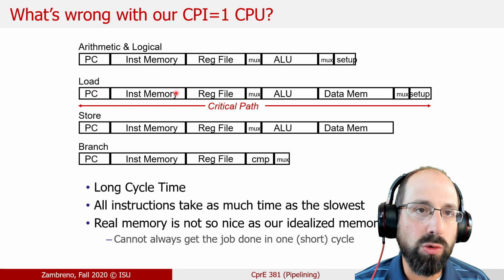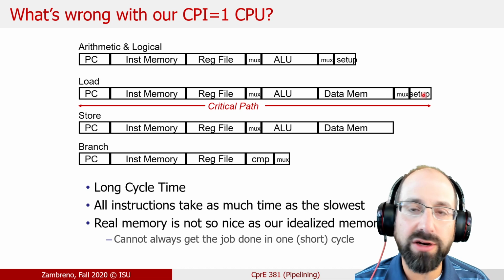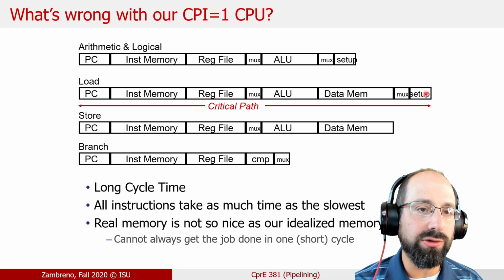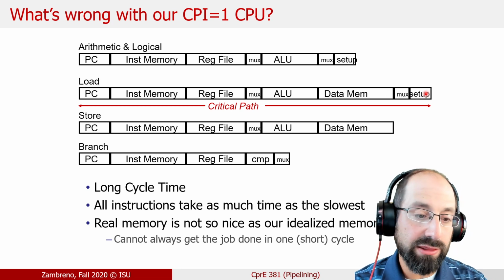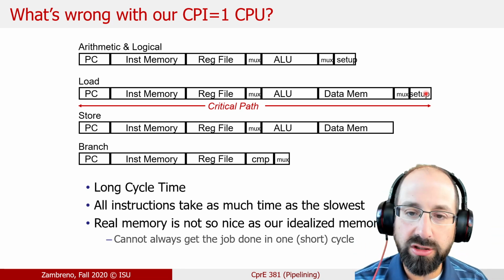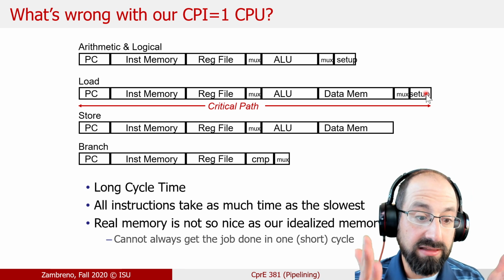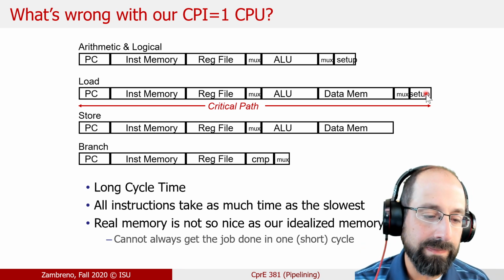And load is the one that requires us going through every major stage of the design and all of the major functional units that we have there. And that's our critical path, right? That's our definition of the longest path from register to register in our design. And that limits what our clock frequency can be.